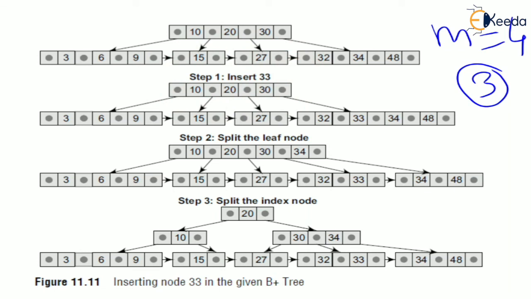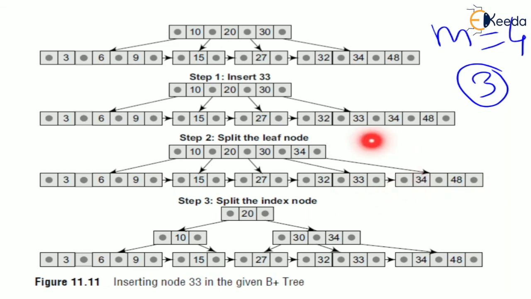So in step 1, we are inserting 33 here, in between 32, 30, 48, that is 32, 33, 34, 48. But it does not verify the key value, that is, the key value is 3. So it is kind of an overflow condition over here. So what we are doing, again, we split the leaf node. So in step 2, we are splitting the leaf node as 32, 33, 34, 48.